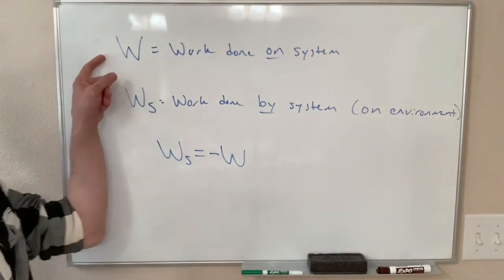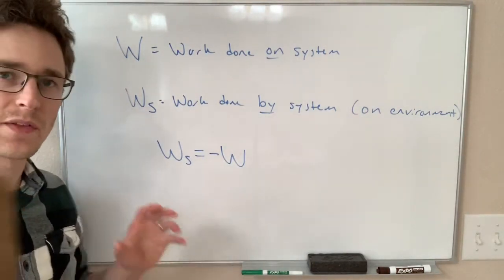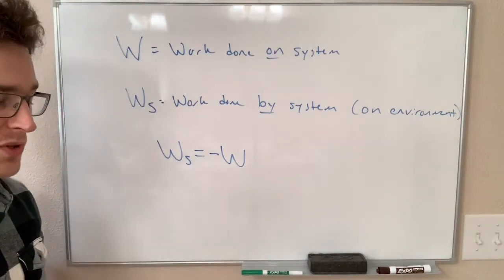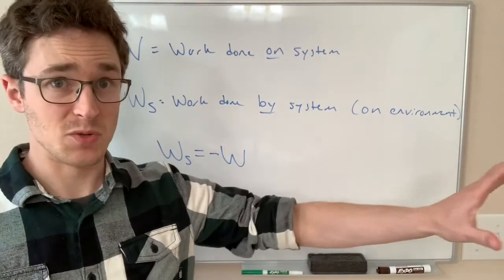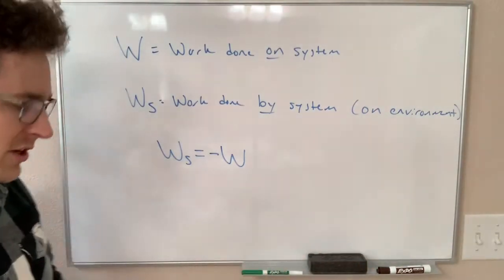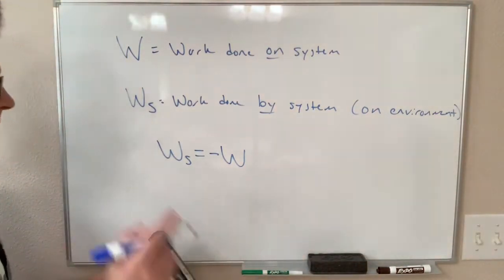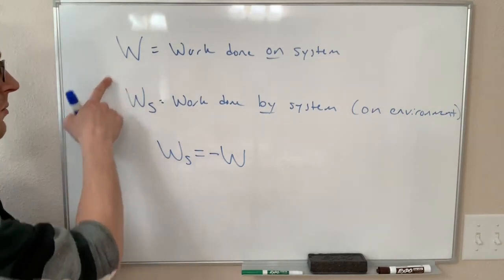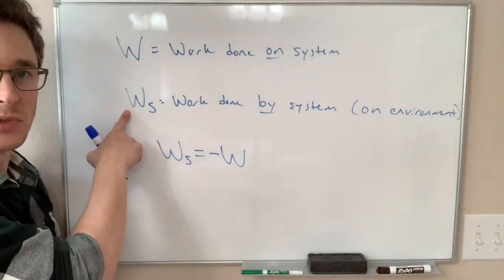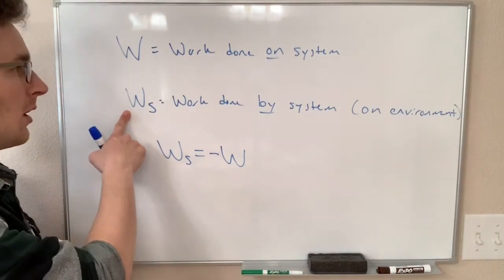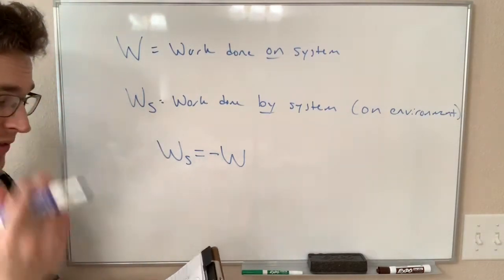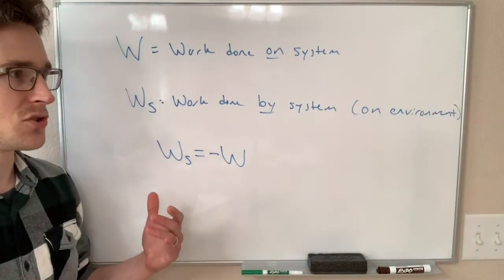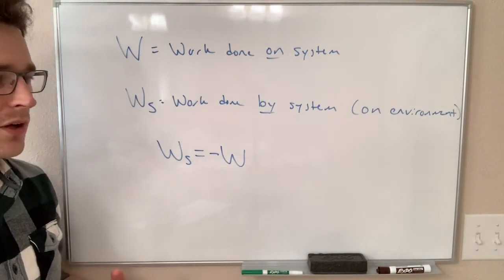So here, if this work is positive, we're doing work on the system, we're adding energy. Here, if this work is positive, the system is doing positive work on something else, which means it is losing that much energy. So to recap, positive W means work entering the system, positive Ws means work leaving the system, because this is being done by the system on something else. And we can use whichever one is convenient. It's just important to keep track of it.